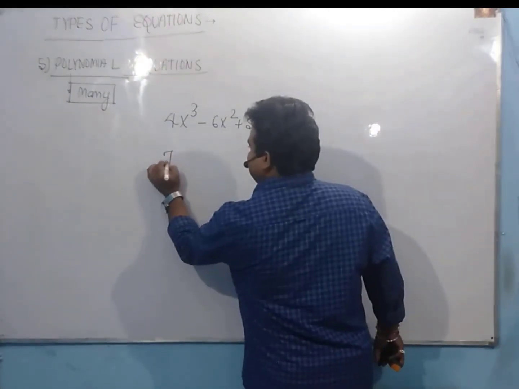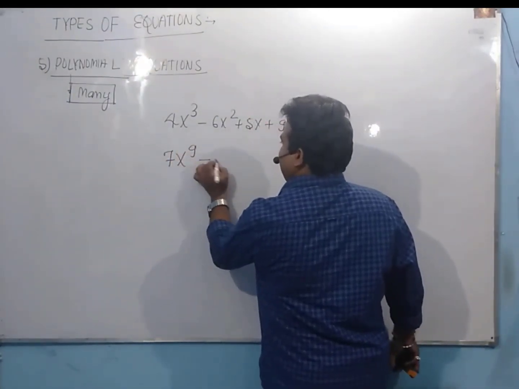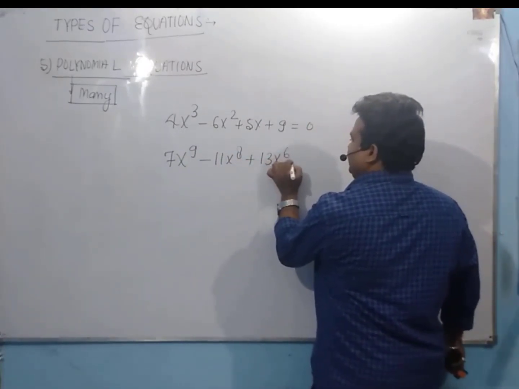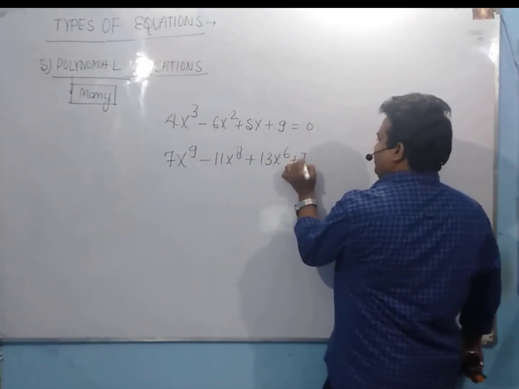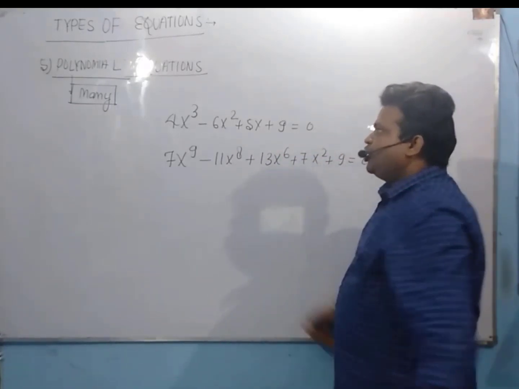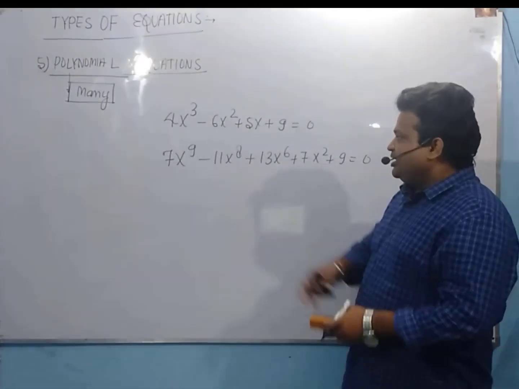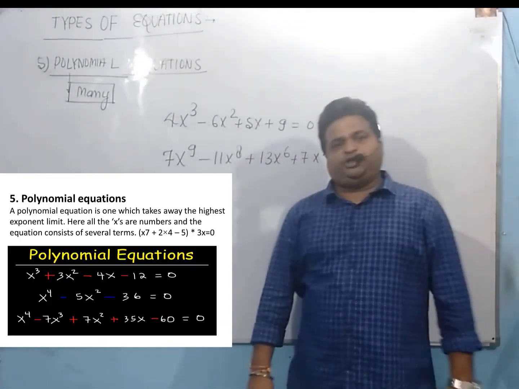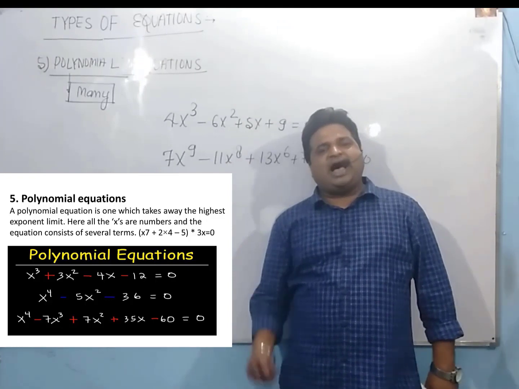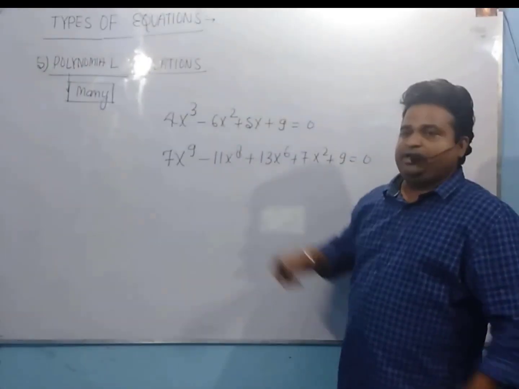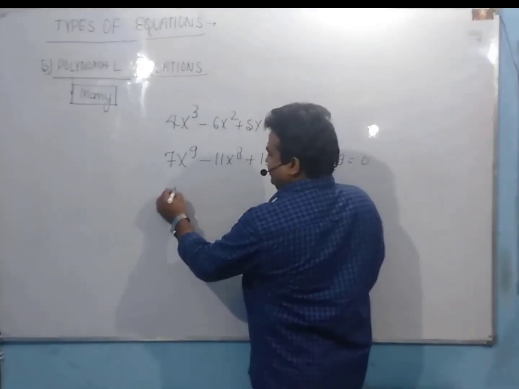Now I can write 7x to the power 9 minus 11x to the power 8 plus 13x to the power 6 plus 7x square plus 9 is equal to 0. These are all polynomial equations where there is no limit on the x exponent. I repeat again, a polynomial equation is one which takes away the highest exponent limit. So you can write another equation like this also.